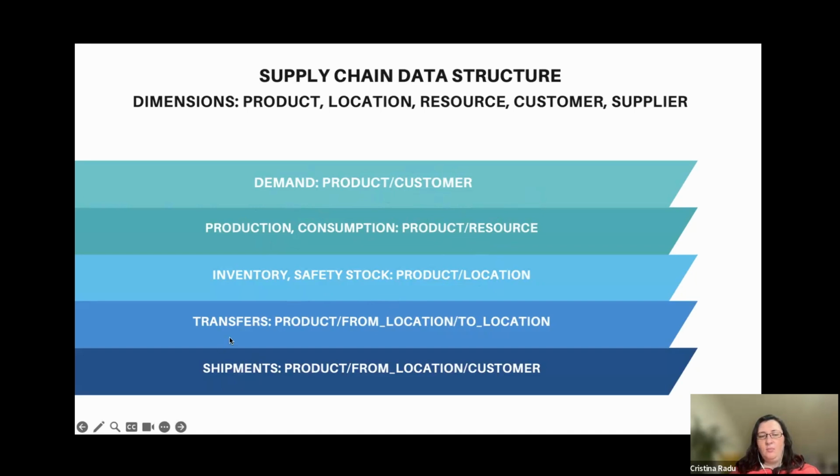And then transfers, by transfers I mean the intercompany movements like STRs, STOs. They will always have a product dimension, from location and to location. And for the shipment, similarly, it's about the product, and then you ship it from an internal location to the customer. So you see how in all those supply chain concepts, we always use those 5 dimensions. So this is the data structure, those 5 dimensions, and all the concepts are built on them. And in particular, the variables and the constraints of the production planning solver.